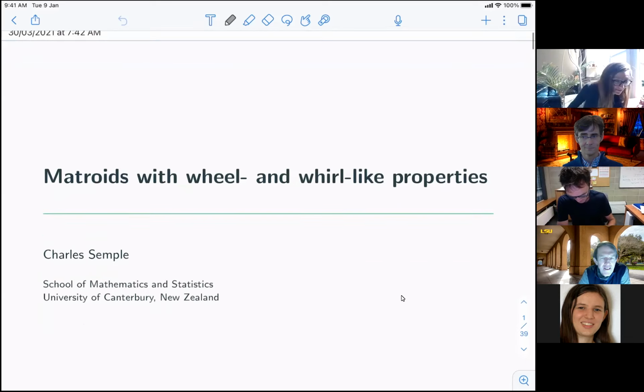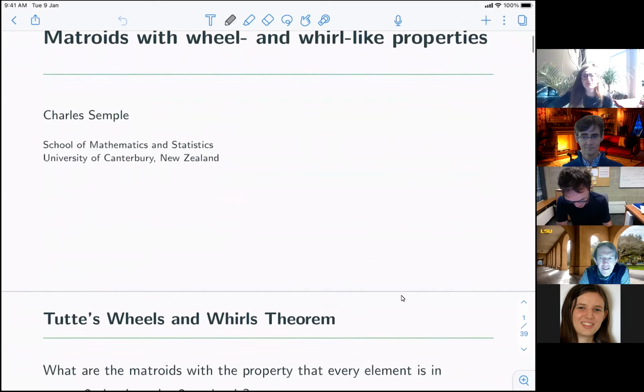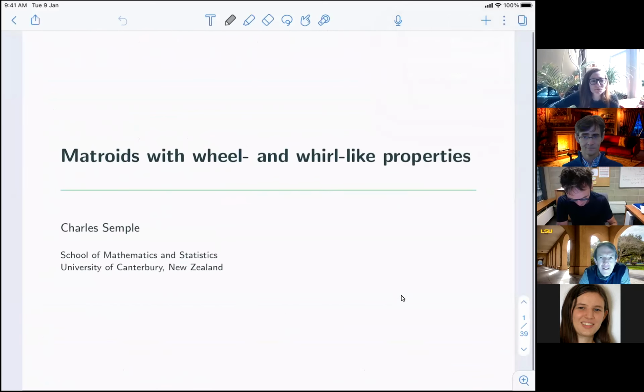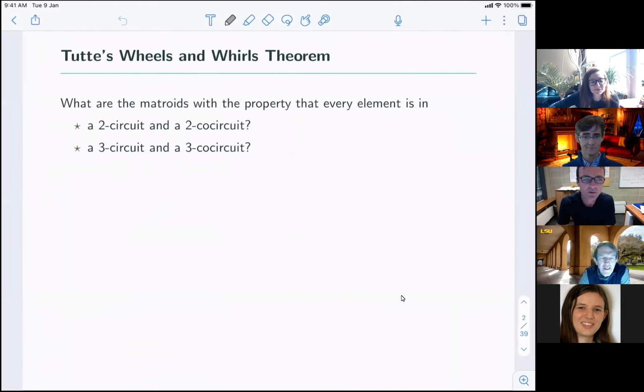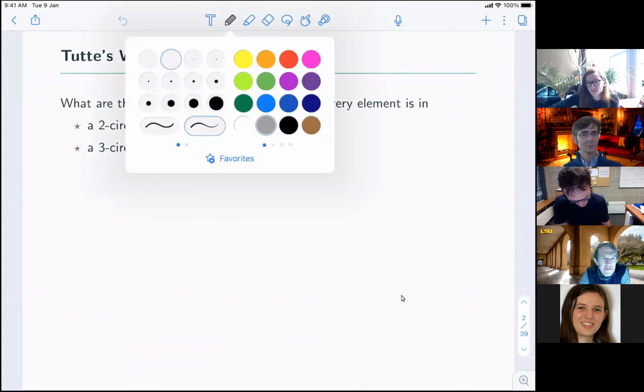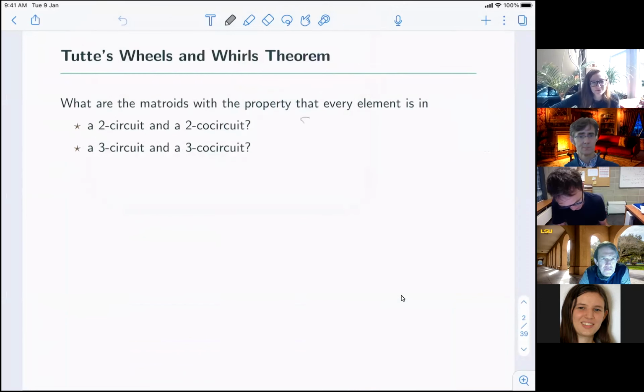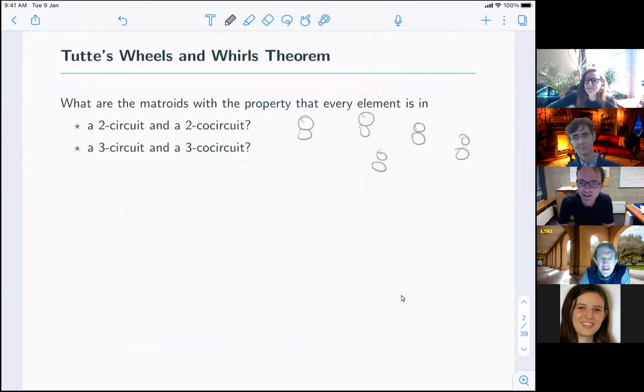What about every element is in a 2-circuit or a 2 co-circuit? For example, the first one, you can just take direct sums of U_{1,2}, and every element is in a 2-circuit and a 2 co-circuit. You might like to think if there are any others, but you can quickly realise there are not. What about a 3-circuit and a 3 co-circuit?